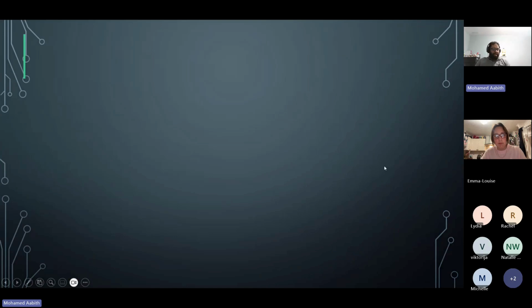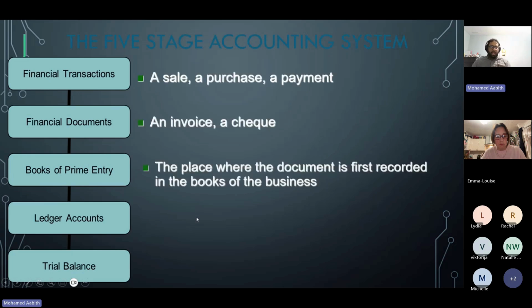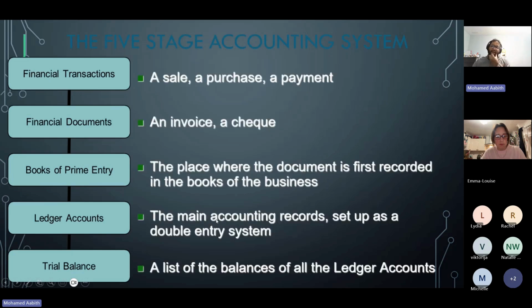Remember, we looked into the 5-stage accounting system on our previous sessions. So we have the financial transactions, we have documents, then we have books of prime entry, we have ledger accounts, and the trial balance. The purpose of today's session is not any of the others apart from the books of prime entry, where you're going to look at what the books of prime entry associated with credit sales and credit purchases are. So here, let's put the slides out, because these are the ones we introduced to the students on the previous session we had recorded online.